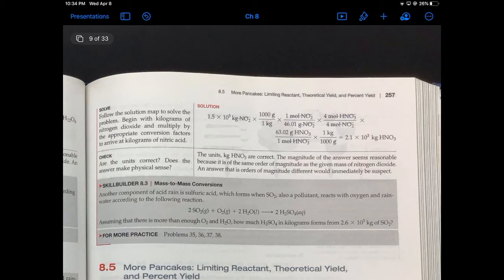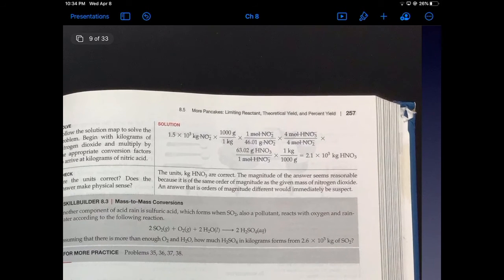But all these other numbers and units in our conversion factors are going to help us out, because the molar mass of nitric acid is 63.02, whereas the molar mass of NO2 is 46.01. By the time you crunch all those numbers, you're not going to get the same number. You're going to get 2.1 times 10 to the third, which is 2,100 kilograms of nitric acid. So you get a whole lot more nitric acid than you started with NO2, even though it's a 1-to-1 ratio in terms of the recipe. So it's not always super intuitive, especially with mass to mass.